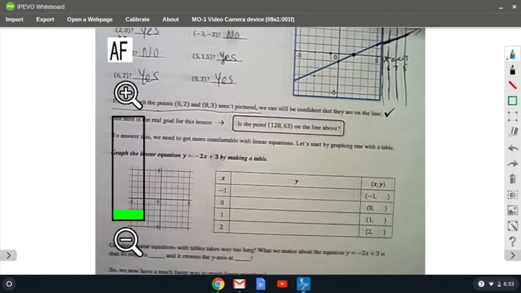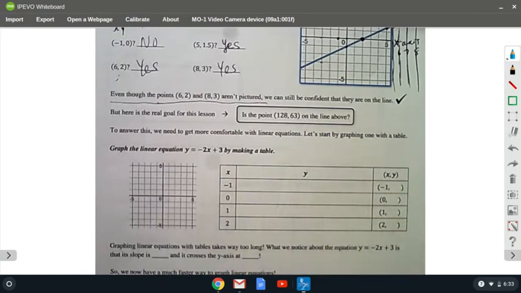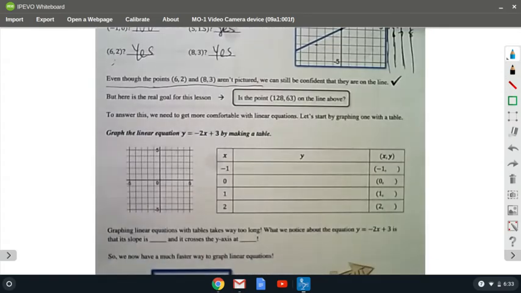The real goal for this lesson is I want to be able to ask you something like, is 128, 63, is that point on the line above? Obviously, we can't answer that right now. A key reason why we can't answer that is because we don't even have an equation. So let's look at a situation where we do have an equation. So graph this linear equation here by making a table.